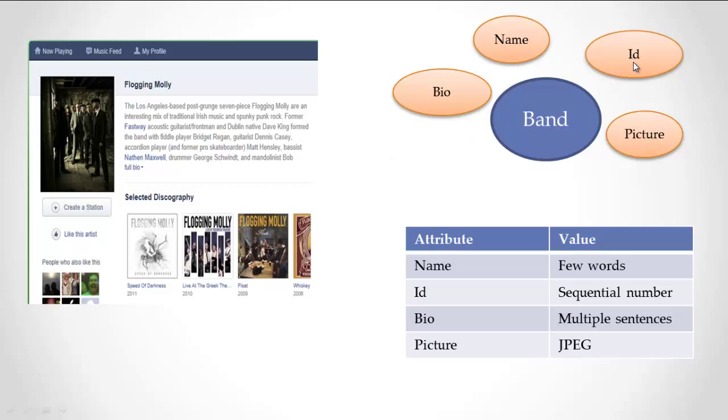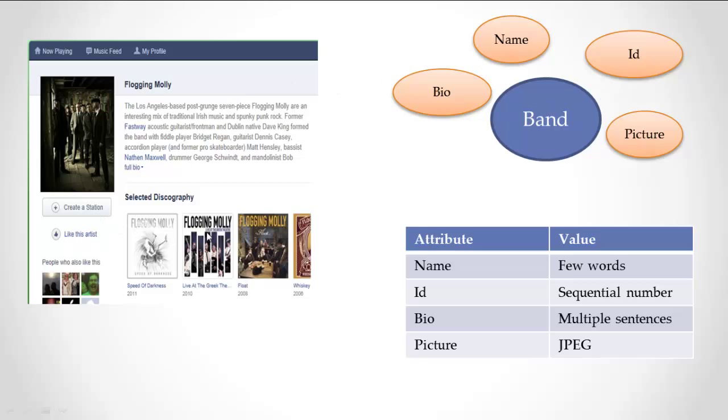And the band has an ID, and I'm always going to say that everything has an ID, whether I see it or not. I'm going to assume it's true, and believe me, it is true. Everything in here has a unique ID. Otherwise, you would never be able to find it again. You would never be able to find the Flogging Molly band's information if you didn't have an ID on it.